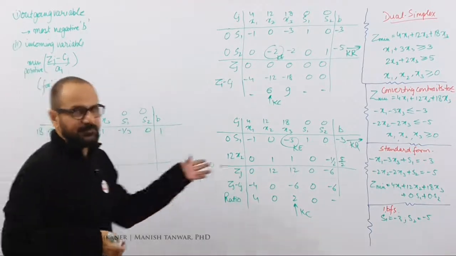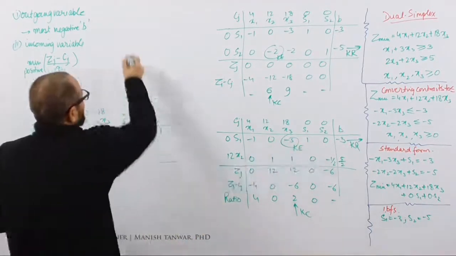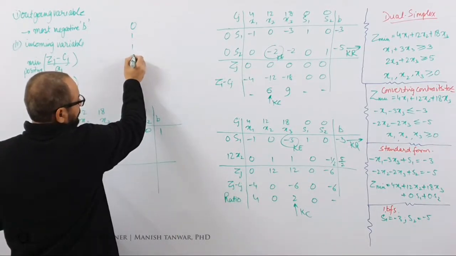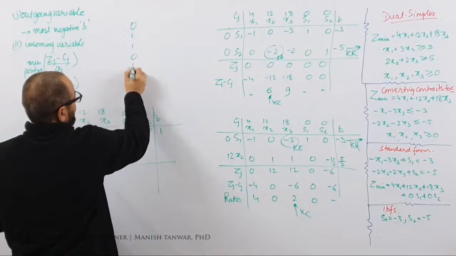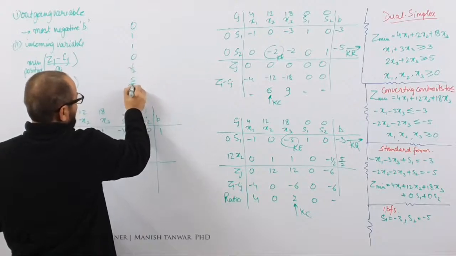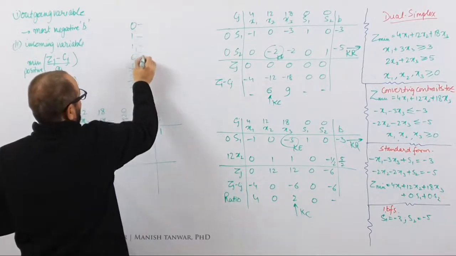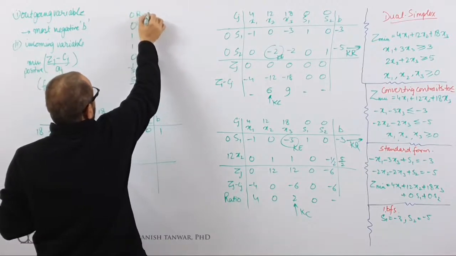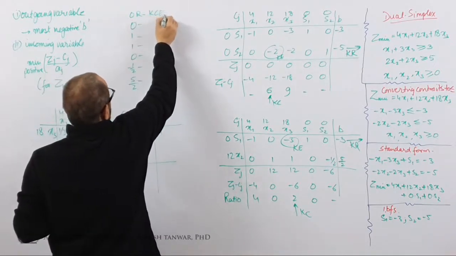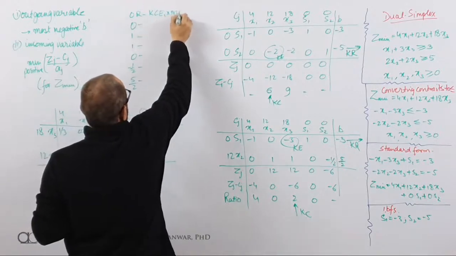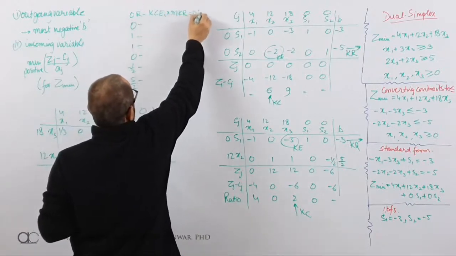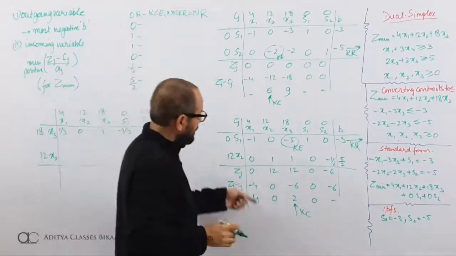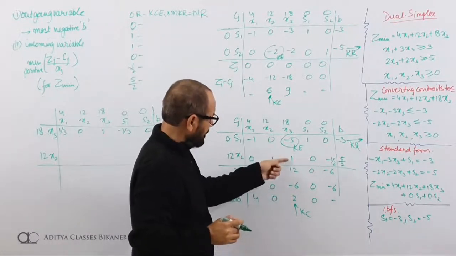Now let us transfer our second row also. The transfer would be 0, 1, 1, 0, -half and 5 by 2. I hope you remember the formula. It is old row minus key column element I multiplied by modified key row is equal to new row. Key column element I.